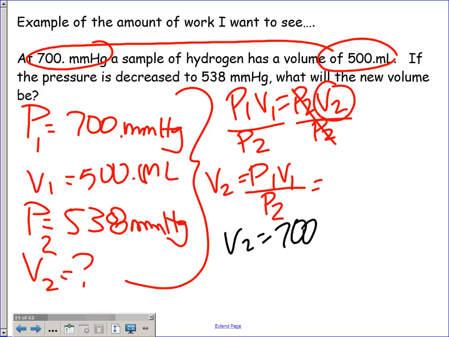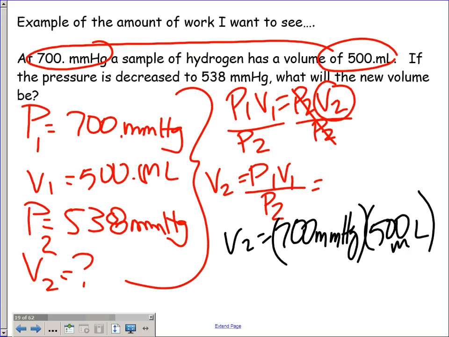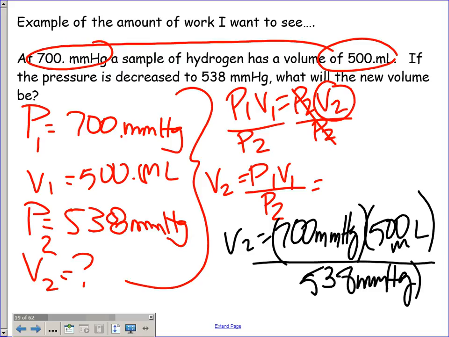You actually do not need liters in this case, because I'm not specifying my volume must be in liters. I'm just saying volume. So if I don't tell you, you get to kind of go with the flow. Okay? And then what goes on the bottom? 538. Do not calculate yet. Let's think logically first, and then we'll calculate. All right, guys. We see the pressure is decreasing, right? Should our volume go up or down?